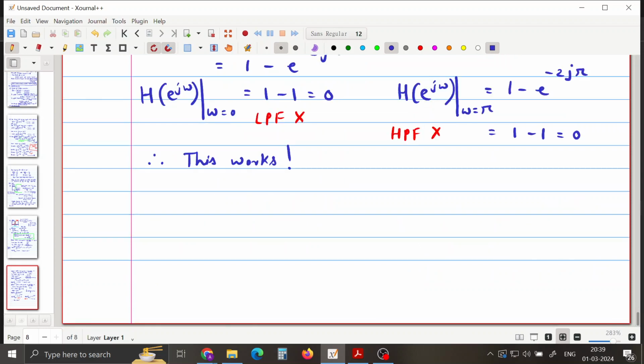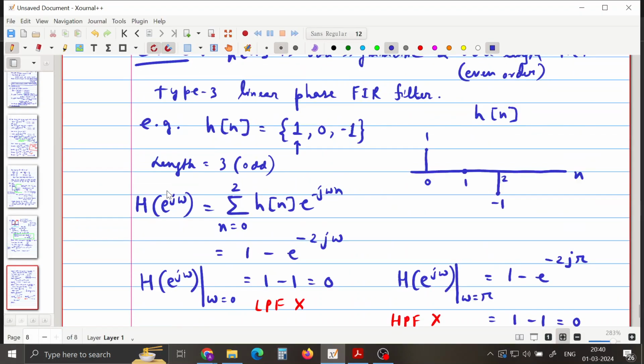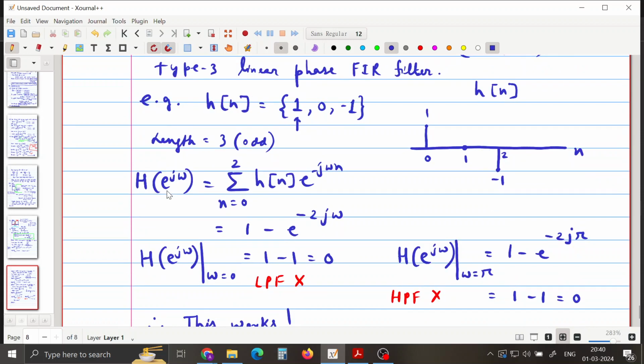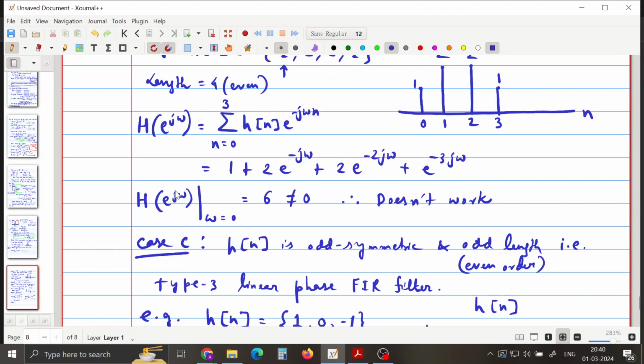And automatically you can check the remaining case, the other case, which is case D. That will fail. The fourth case, I'll do it anyways. The fourth case tells you odd symmetric and even length. We already got our correct answer, which is case C, odd symmetric and odd length. That is the one which can't. If you have a linear phase FIR filter with odd symmetric impulse response and odd length, then it can't be used to design a low pass filter or a high pass filter. That is your observation.